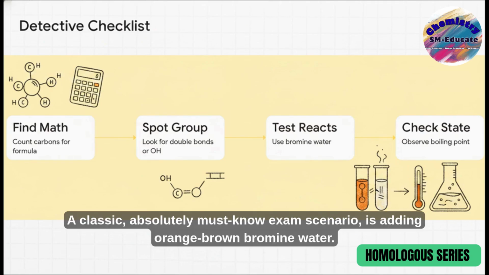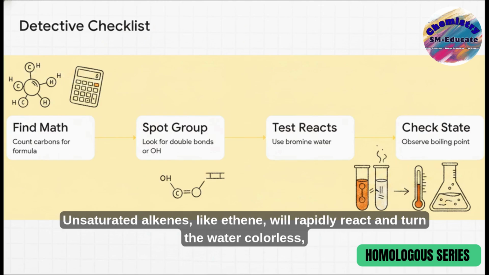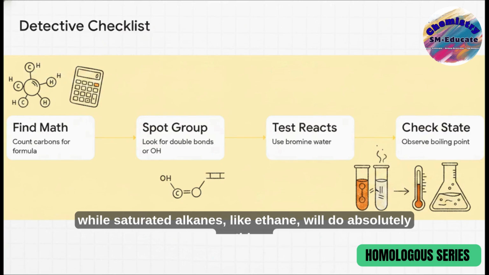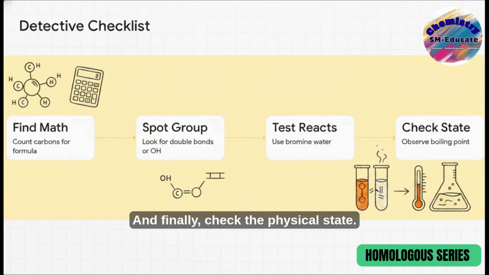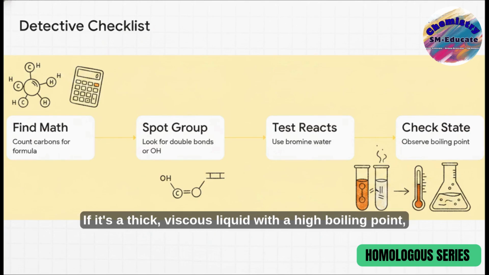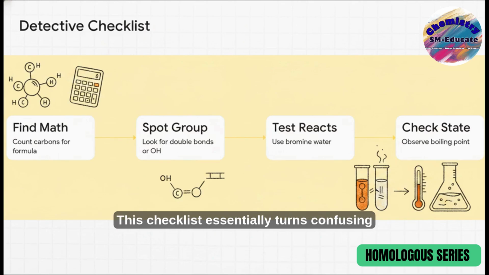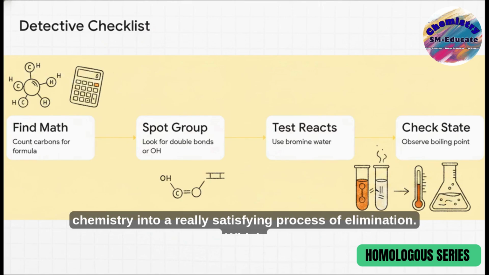A classic, absolutely must-know exam scenario is adding orange-brown bromine water. Unsaturated alkenes like ethene will rapidly react and turn the water colorless, while saturated alkanes like ethane will do absolutely nothing. And finally, check the physical state. If it's a thick, viscous liquid with a high boiling point, you know for sure you're dealing with a long carbon chain. This checklist essentially turns confusing chemistry into a really satisfying process of elimination.